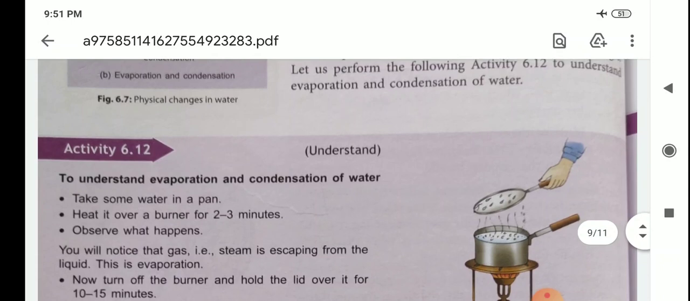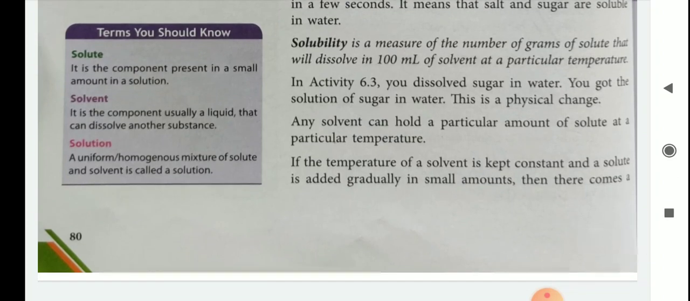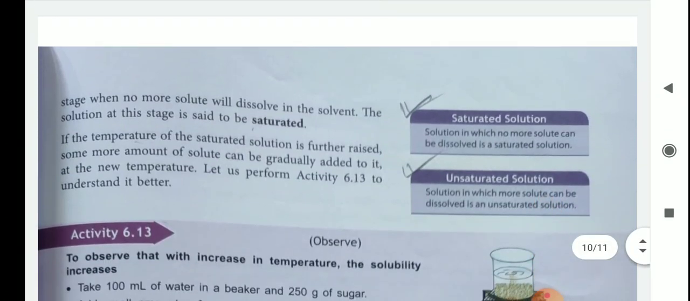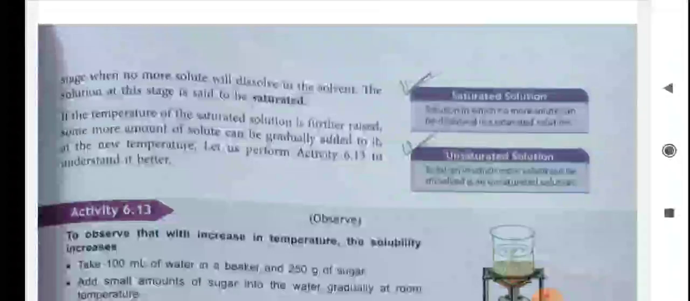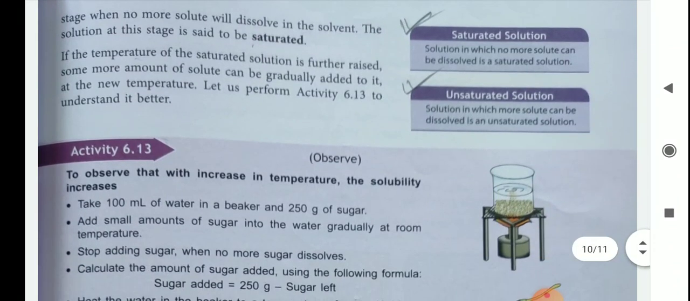Here we can see, any solvent can hold a particular amount of solute at a particular temperature. If the temperature of a solvent is kept constant and a solute is added gradually in small amounts, then there comes a stage when no more solute will dissolve in the solvent. The solution at this stage is called saturated. So, what is a saturated solution? A solution in which no more solute can be dissolved is a saturated solution. And an unsaturated solution is one in which more solute can be dissolved.